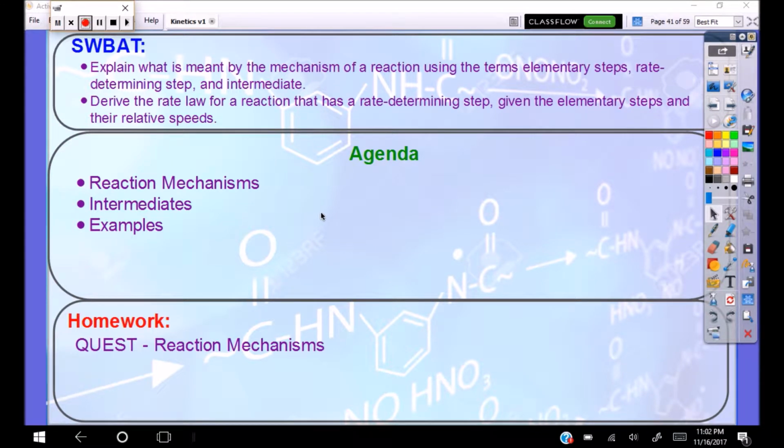Okay, today we're going to talk about reaction mechanisms, and we'll explain what is meant by the mechanism of a reaction using the terms elementary step, rate determining step, and intermediate. We'll also be able to derive the rate law for a reaction that has a rate determining step, given that we have the elementary steps and their relative speeds. The quest that goes with this play pause is on reaction mechanisms.